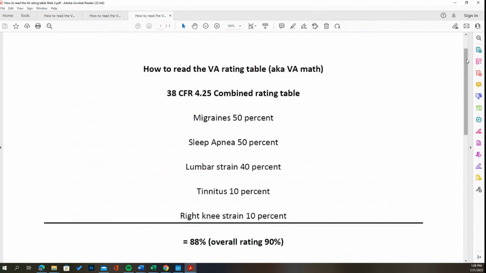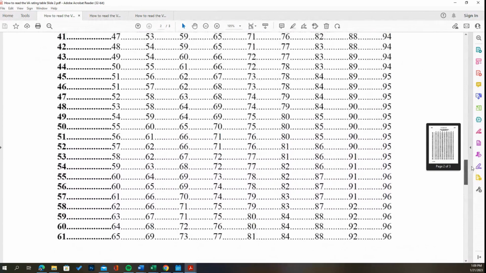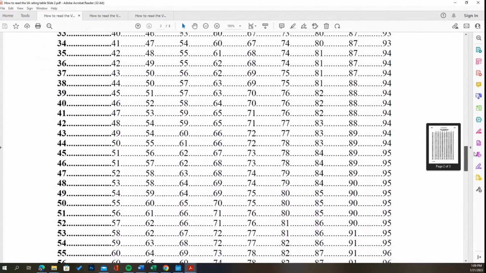Now, this is one that's going to get a little bit harder. We have the migraines at 50%, sleep apnea at 50%, the lumbar strain at 40%, tinnitus at 10, and the right knee at 10. The overall percentage is 88%, rounded up to 90. So let's go back to our table. We're going to go back up. We got to find that 50%, right?